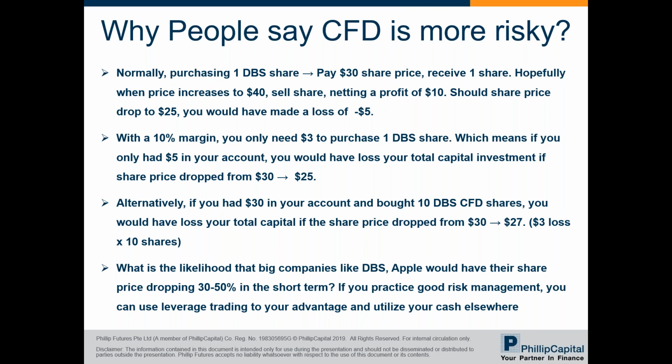Like I said, I posed the question: what is the likelihood that big companies like DBS or Apple would have their share price dropping 30 to 50% in the short term? And if you practice good risk management, you can use leverage trading to your advantage and utilize your cash elsewhere. For example, let's say you're buying the DBS share. You put $10 in your account, you can now buy one share. Use that $7 as a buffer, and you can use the remaining $20 elsewhere. If you're looking at a 10,000 or 20,000 investment, it could be quite significant, the amount of shares that you can buy and the capital you can use elsewhere on different investments.